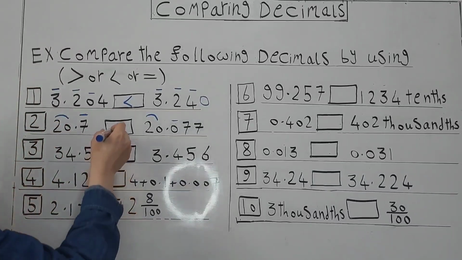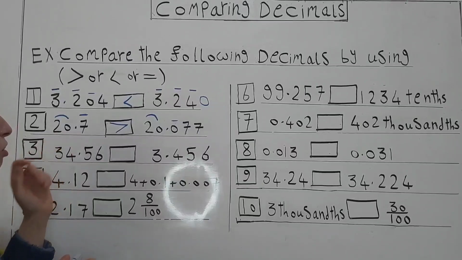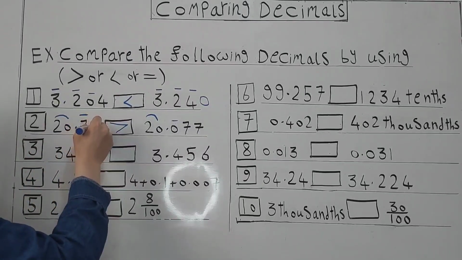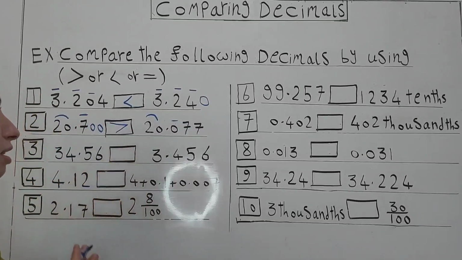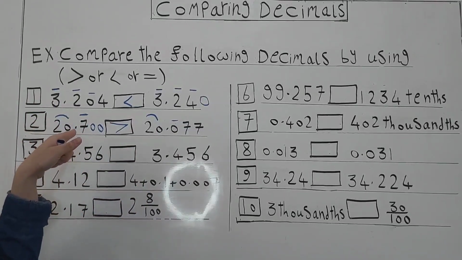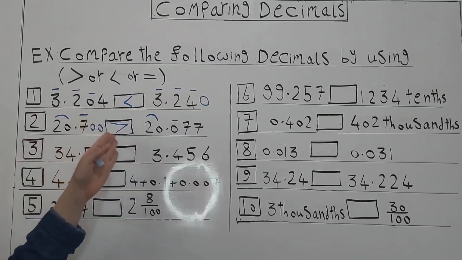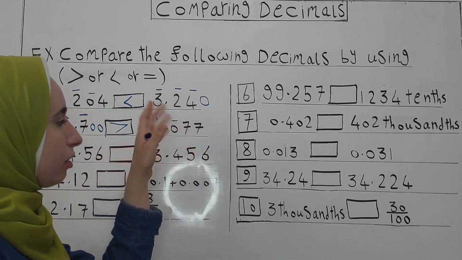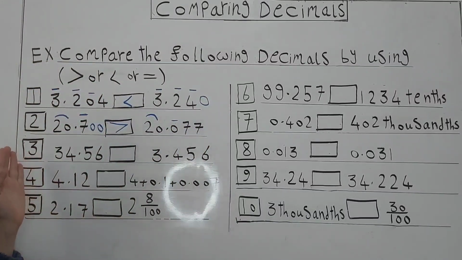So, the first number is greater than the second number, because when we hold the hundredth and the thousandth with 2 zeros, we find the decimal part in the first number, 700, is greater than the decimal part in the second number, 77.